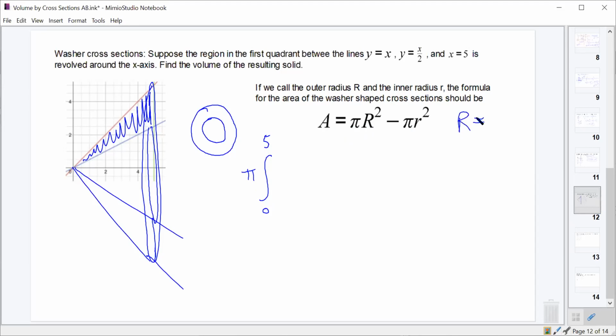For this one, the outer radius should be from the x-axis to the upper function, which is x. And the inner radius should be from the x-axis to the smaller function, which is x over 2. So this should be x squared minus (x over 2) squared, dx. And I will caution you right now, because this is a mistake that many people make.